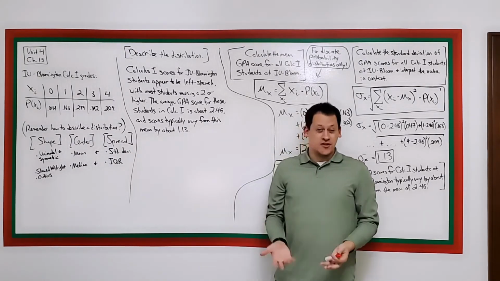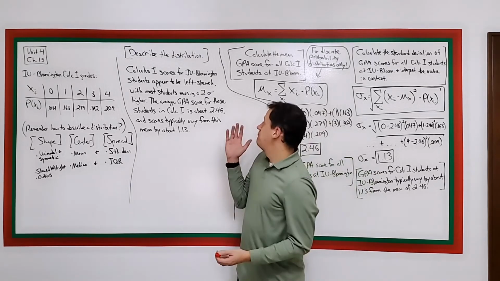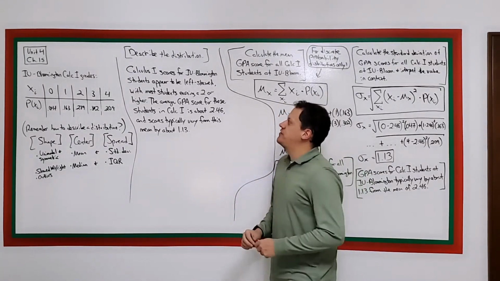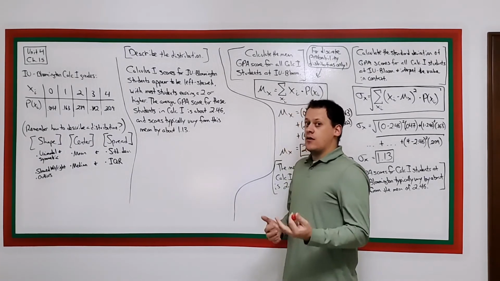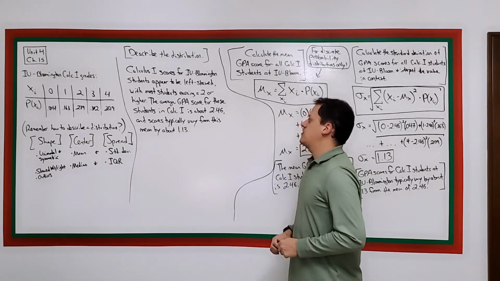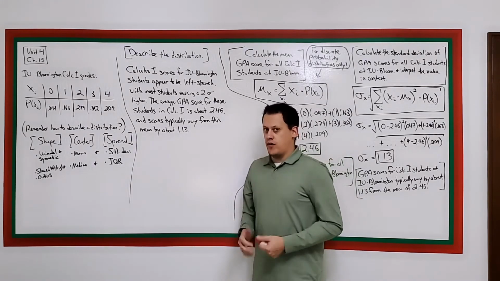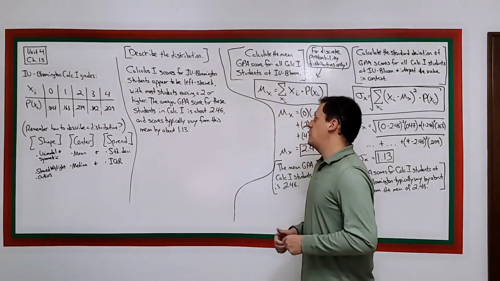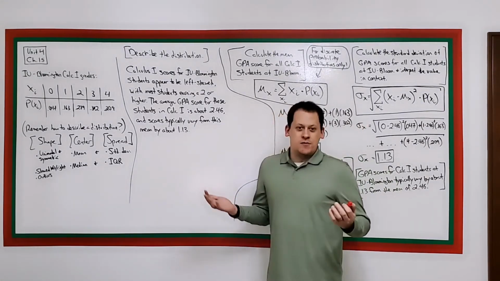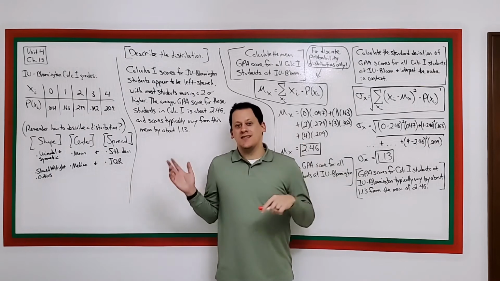This response deserves multiple sentences. This is what I have. Calculus 1 scores for IU Bloomington students appear to be left skewed, with most students earning a 2 or higher. The average GPA score for these students in Calc 1 is about 2.46, and scores typically vary from this mean by about 1.13.